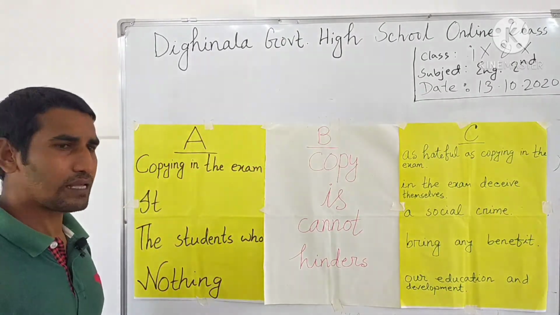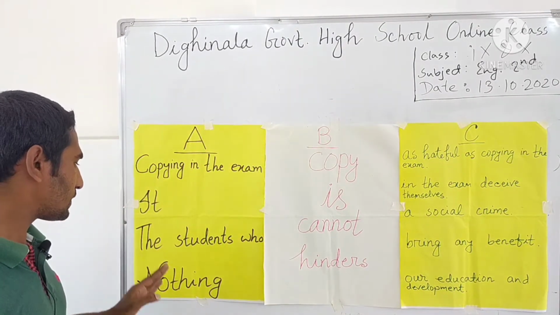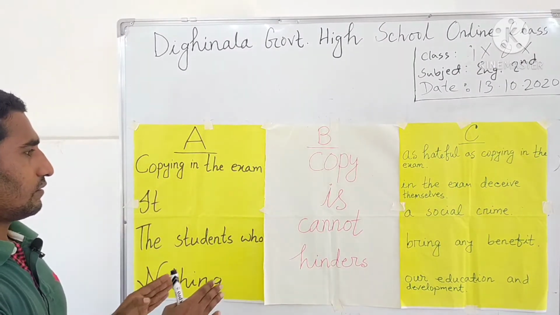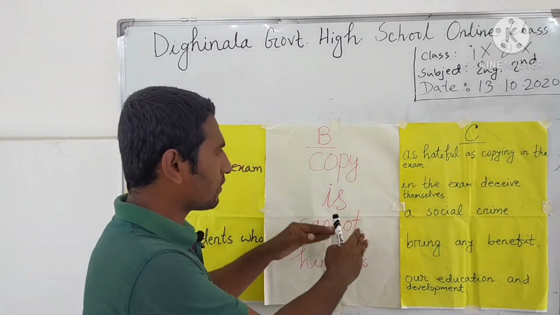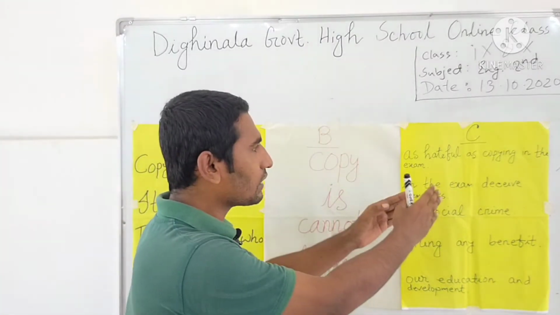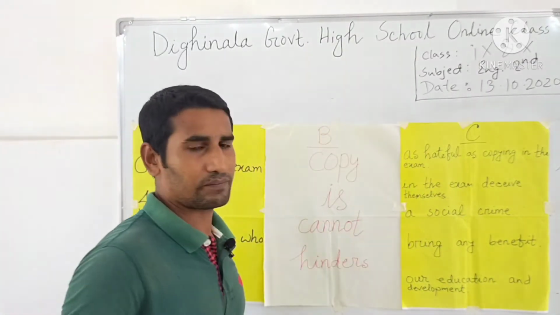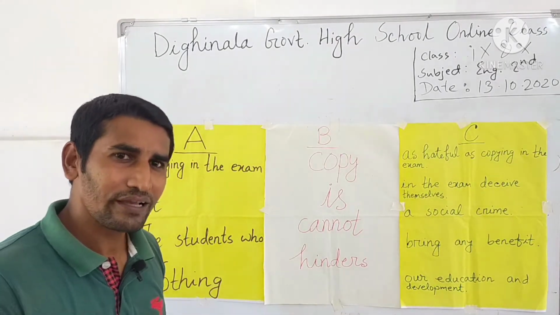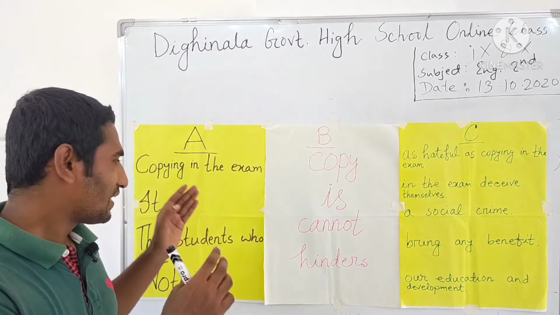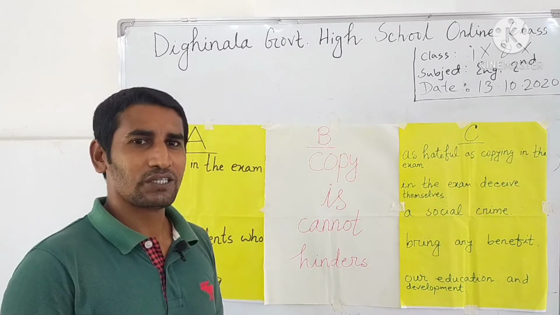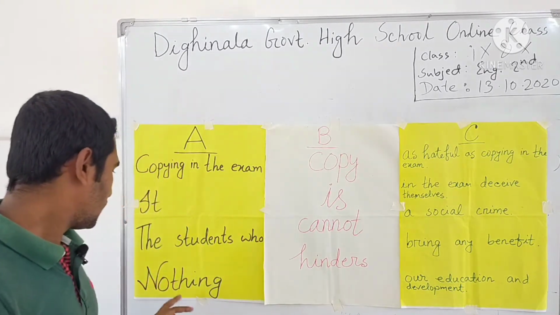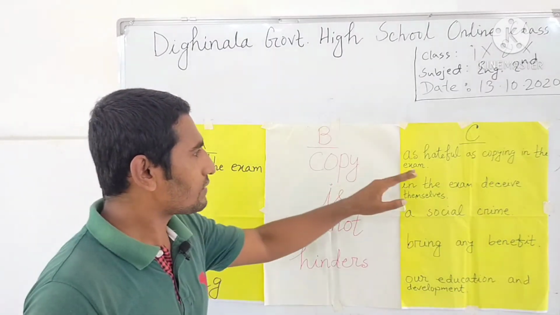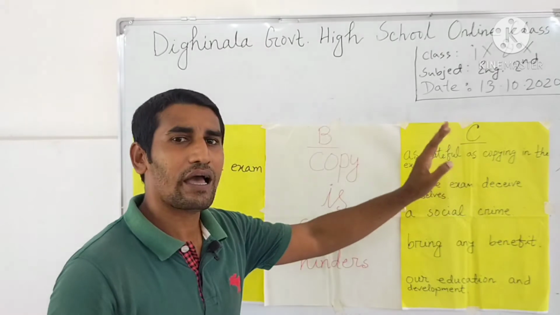Now the last one. The last one is left, nothing. Nothing is as hateful as copying in the exam. So we can complete the last one easily. Why? It's very simple. Because the left one should be the last one. So the last one should be nothing is as hateful as copying in the exam.